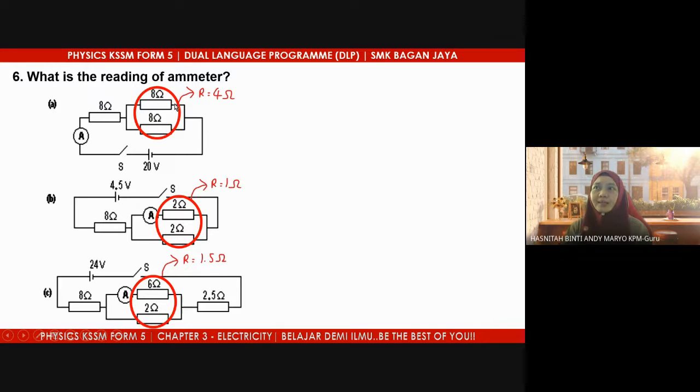This is the resistance in this parallel network. You know how to find 4, right? They are the same, 8 and 8. So 1 over 8 plus 1 over 8 gives you 2 over 8. Inverted, 2 over 8 is 8 over 2, which gives you 4. The tip here: if they give you identical resistors, it is very easy to find. 8 and 8, you just divide by 2. So it should be 4. If they give you 6 ohm and 6 ohm, what will be the effective resistance here?